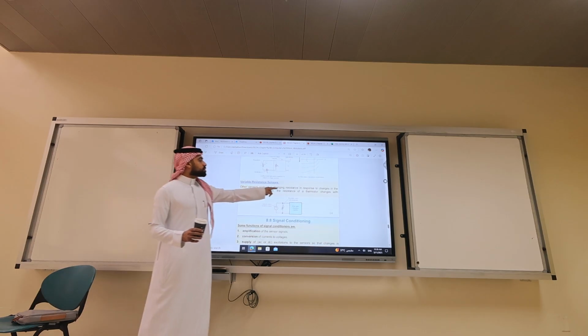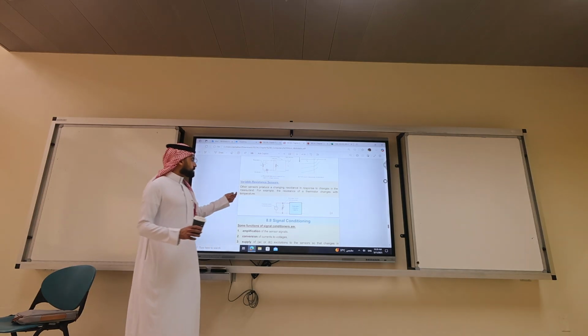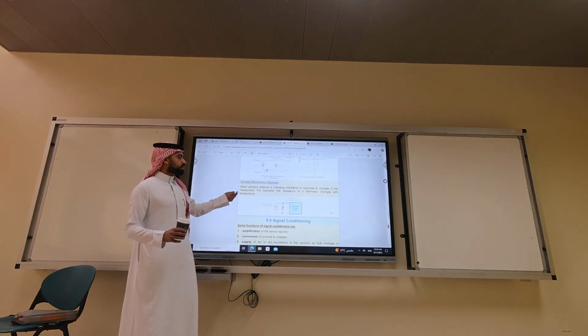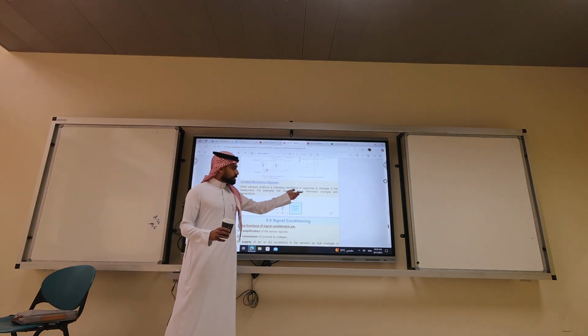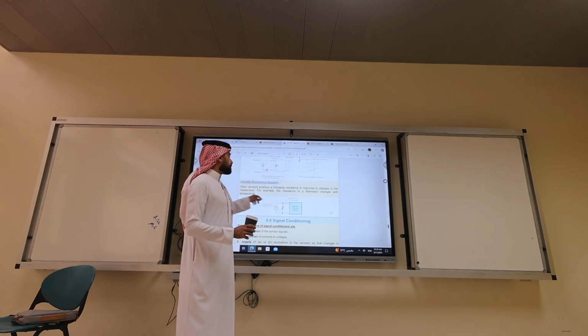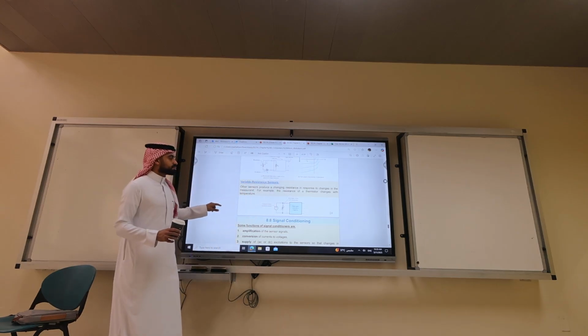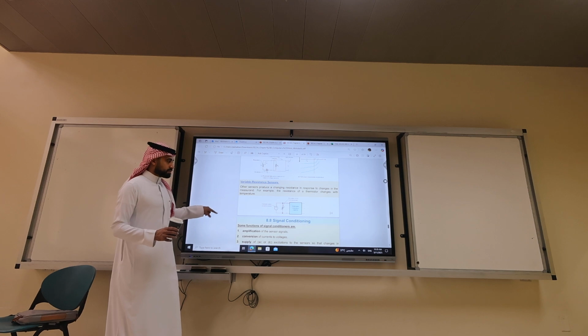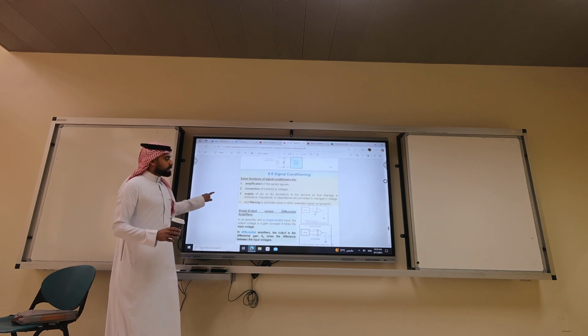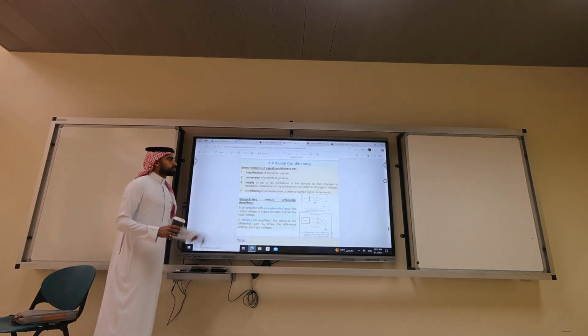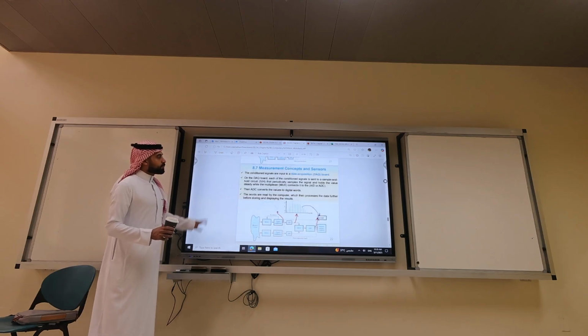Other sensors produce changing resistance in response to a change in the measured quantity. For example, the resistance of a thermistor changes with the temperature. Signal conditioning. So are we done with 8.7?